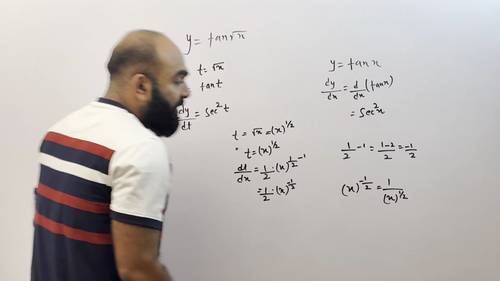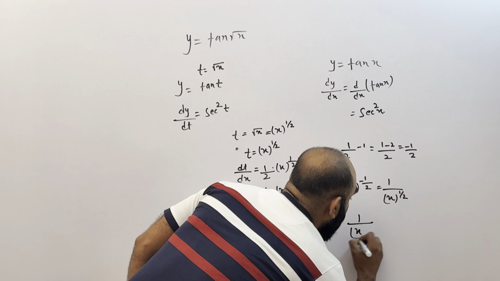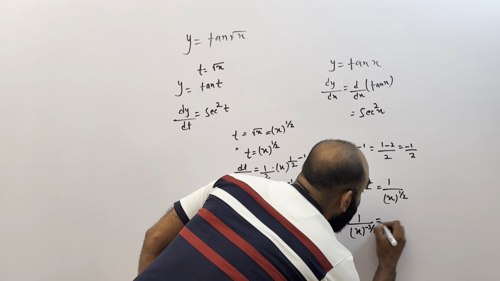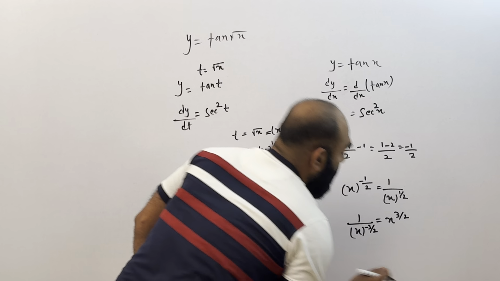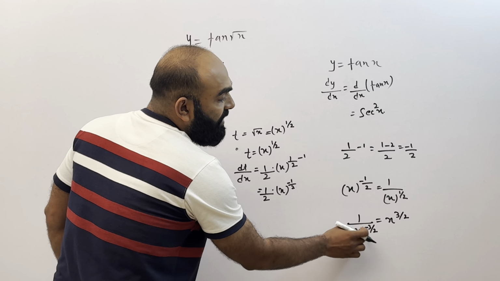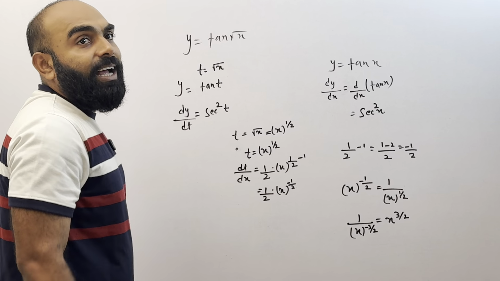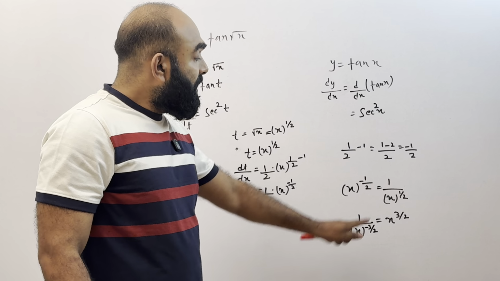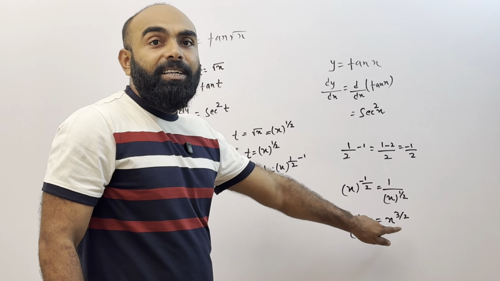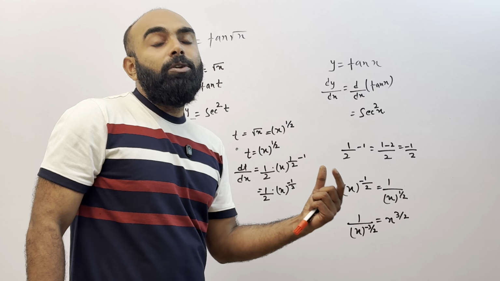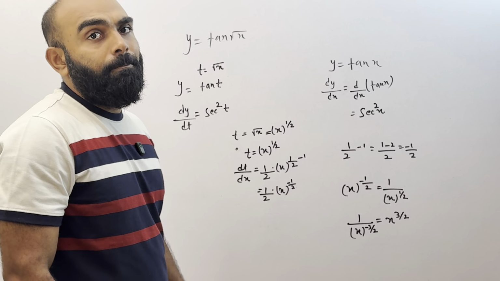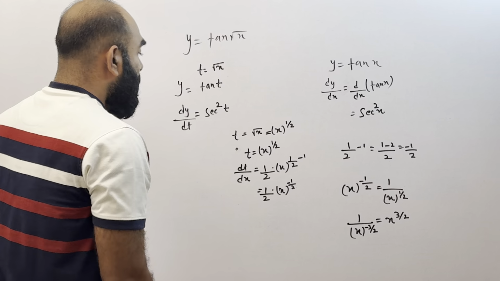Clear? Sir, if it is written like this, 1 by x to the power minus 3 by 2, I can write this as x to the power 3 by 2. If it is in the denominator written with a minus, it will come in the numerator as x to the power 3 by 2. If it is written as x to the power 3 by 2 in the numerator, it will come as 1 by x to the power minus 3 by 2. Clear? Clear, sir.